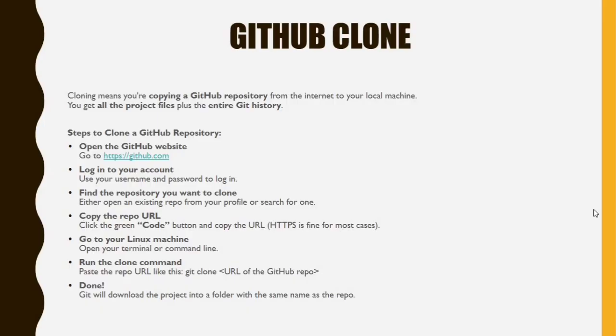And it's not just the files, you also get the entire Git history. So you can see everything that has been done to the project so far. So when you clone a repository, you will get all the files and folders in the project, all the branches and the commit history, and also the .git folder that lets you use the git commands locally on the system.